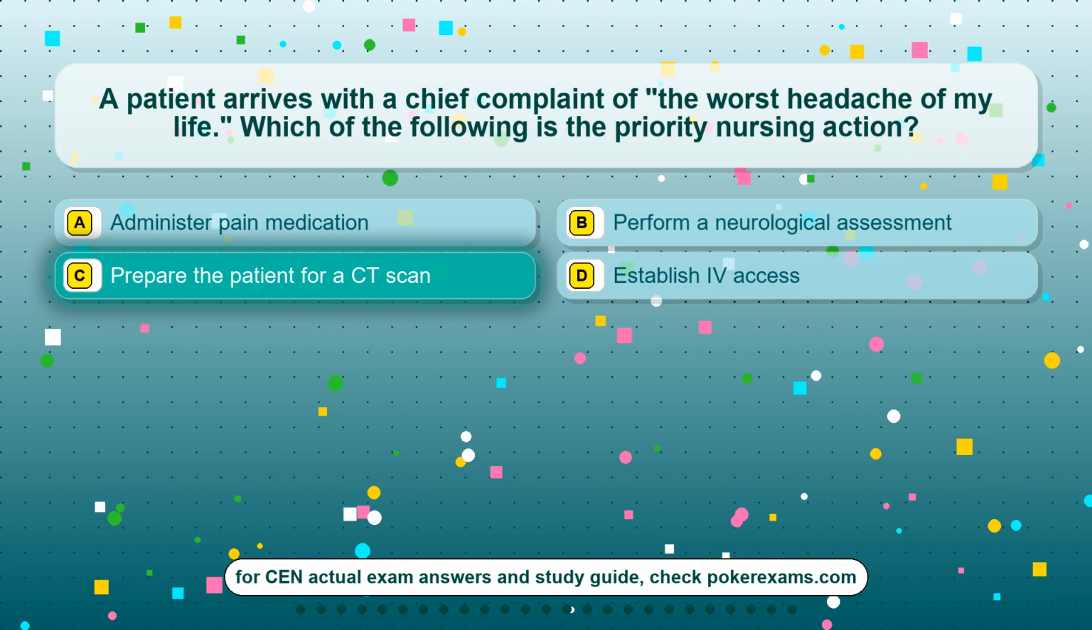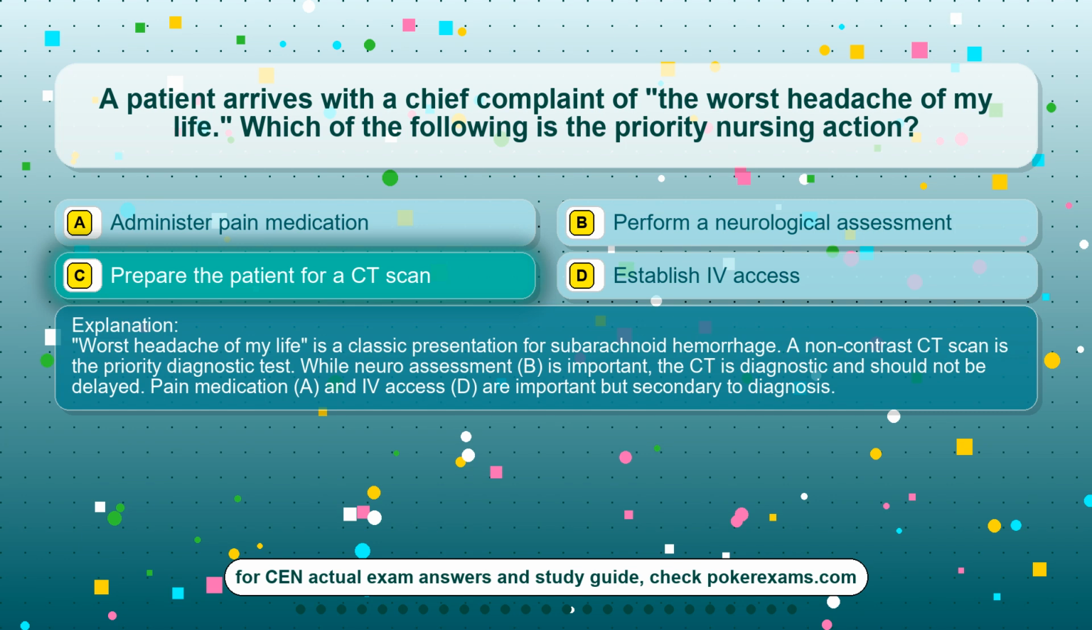The correct answer is option C. Prepare the patient for a CT scan. Worst headache of my life is a classic presentation for subarachnoid hemorrhage. A non-contrast CT scan is the priority diagnostic test. While neuro assessment, B, is important, the CT is diagnostic and should not be delayed. Pain medication, A, and IV access, D, are important but secondary to diagnosis.